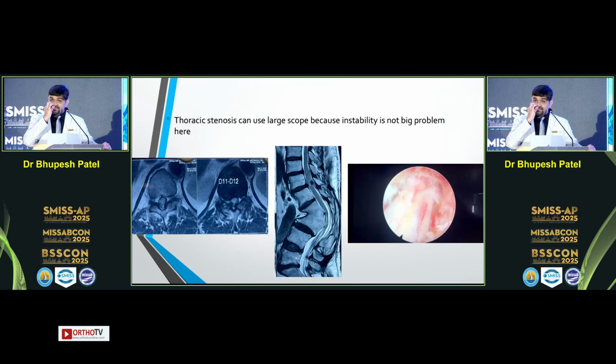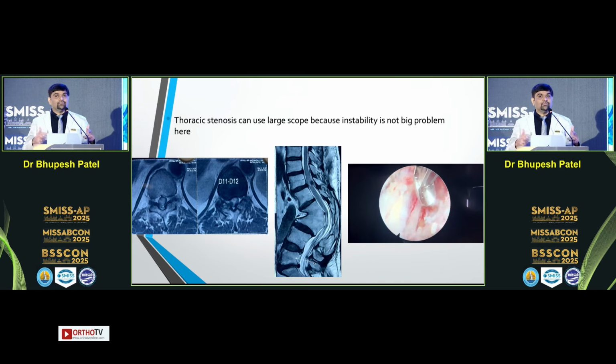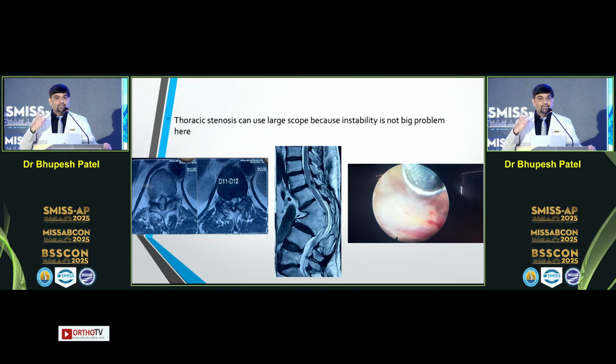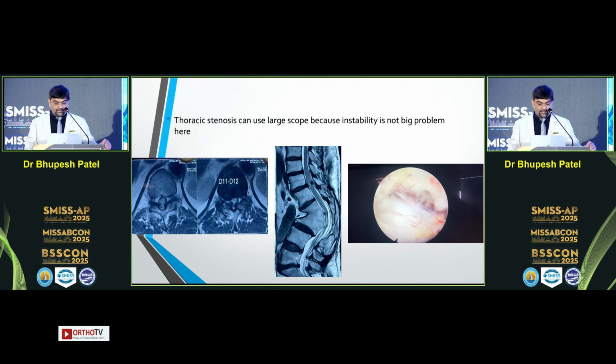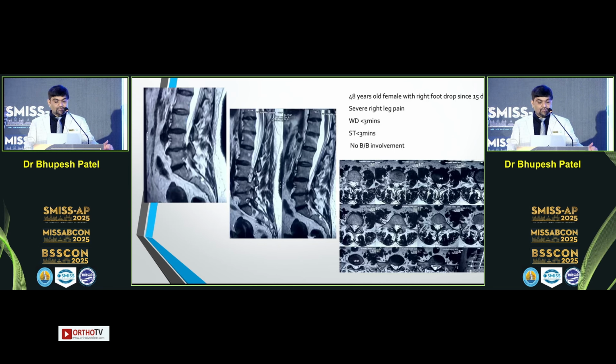Again, in the thoracic spine, instability is not that big an issue. So when you remove thoracic OPLL or thoracic OLF, I would recommend a larger scope because you can do very fast bony work, and here the time also matters. In the thoracic spine you have to work very quickly because the cord cannot tolerate water flow pressure for a longer time, so it should be very fast. Contralateral exiting nerve root decompression is very easy with the smaller scope because we go below the pedicle.